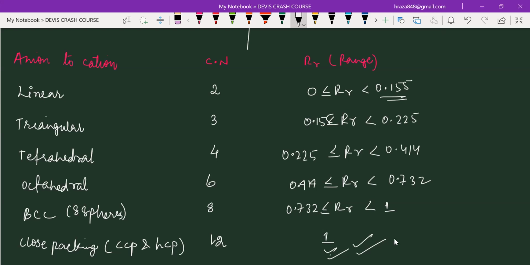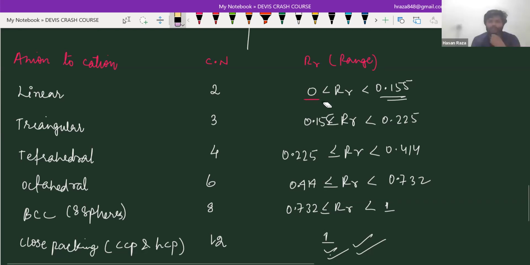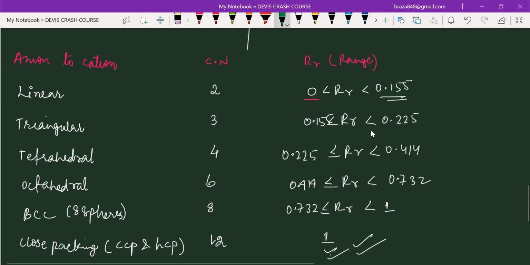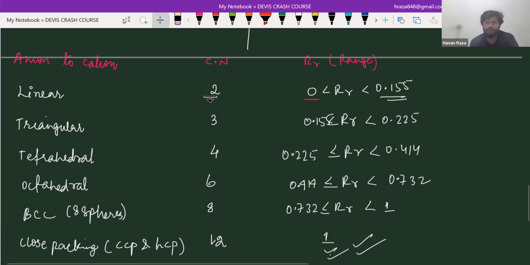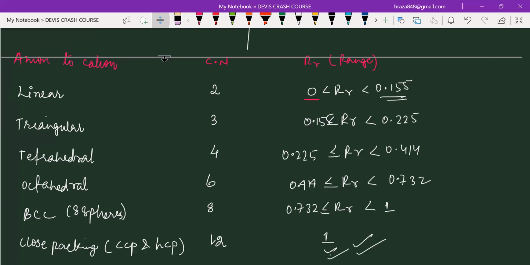Is it possible for the radius ratio to be 0, like in linear? Not 0. It will be very, very less. Sometimes we just neglect it in that case only. Are you done with this? Wait, last 1 minute. Please write it. Take your time.